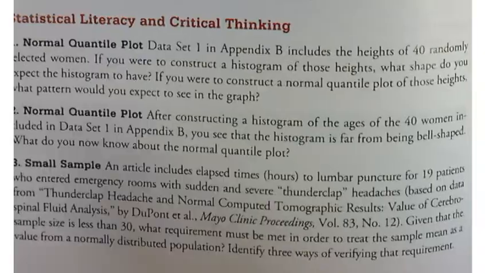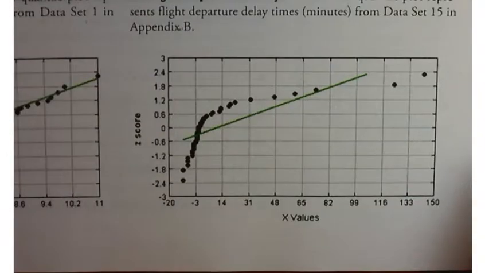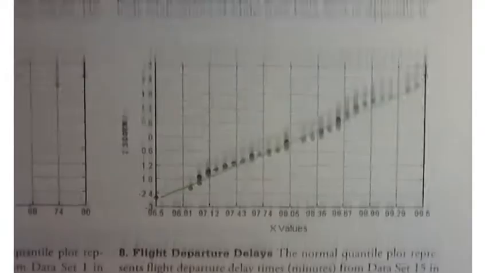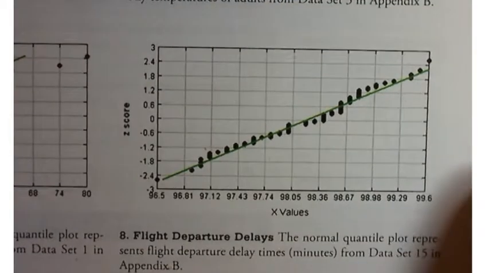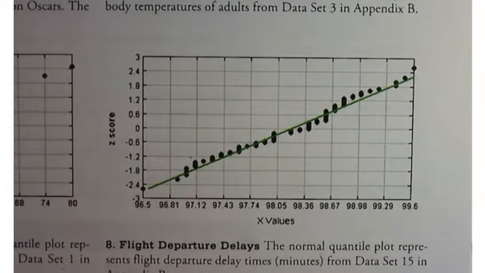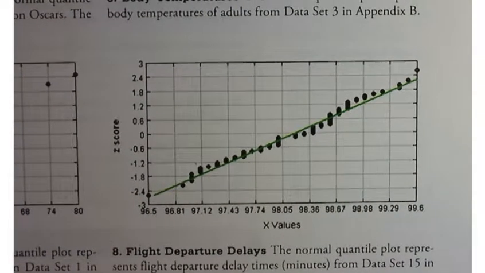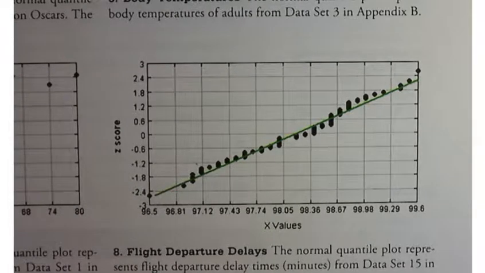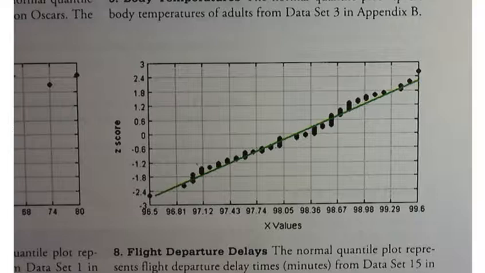Let's just look at a couple quick ones from this section. Get your thoughts on both of these. So we'll start with problem number 6. So what we have in problem number 6 is the normal quantile plot for the body temperatures. We can find this ourselves. This is data set 3 in Appendix B. So maybe we'll go to that in a minute when we flip over to StatDisk.